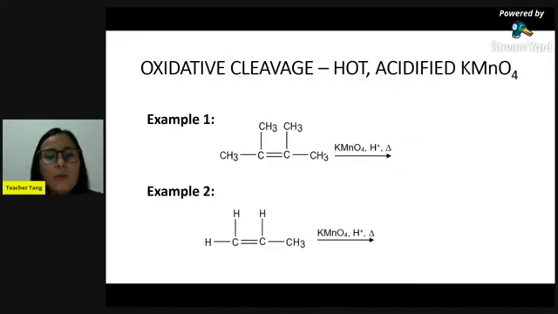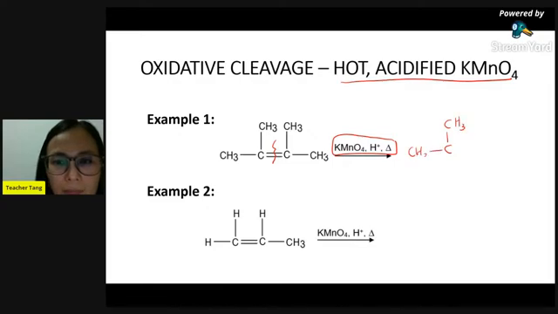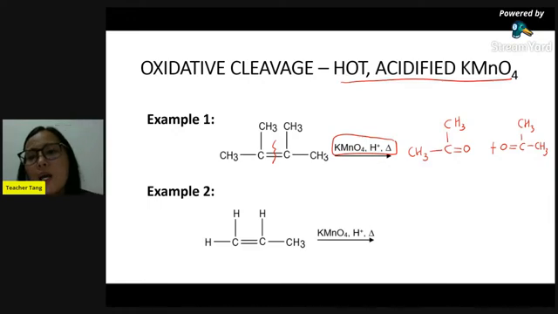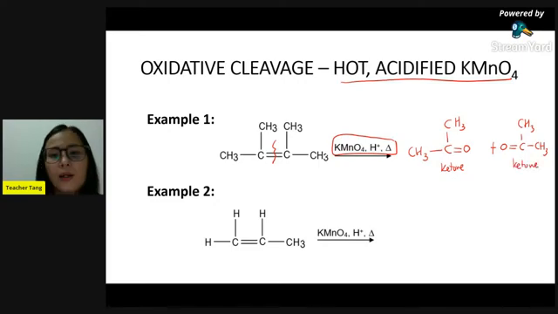Now we move on to look at using hot acidified KMnO4. This is a strong oxidizing agent. It still breaks the carbon-carbon double bond, and you will get two of this. Then this is the oxidizing agent, so give them oxygen. This is a carbonyl compound attached to carbon-carbon, so this is ketone. Ketone, okay.